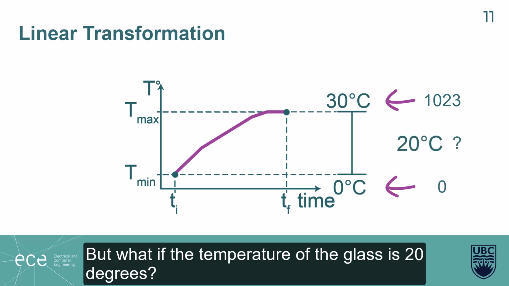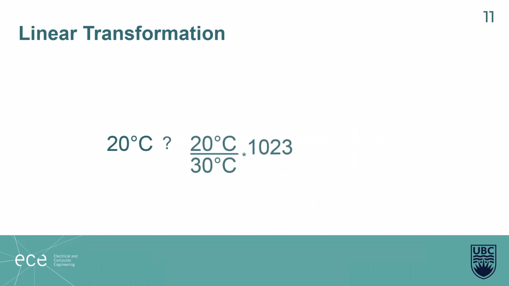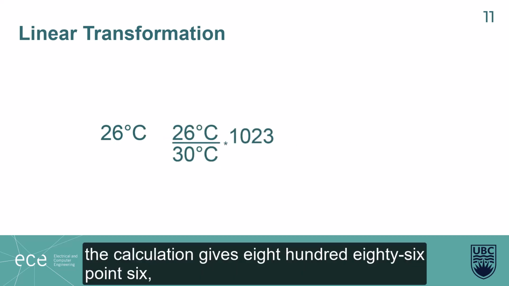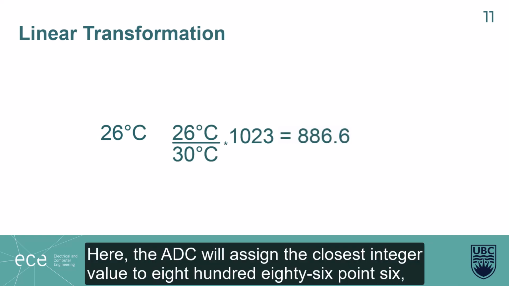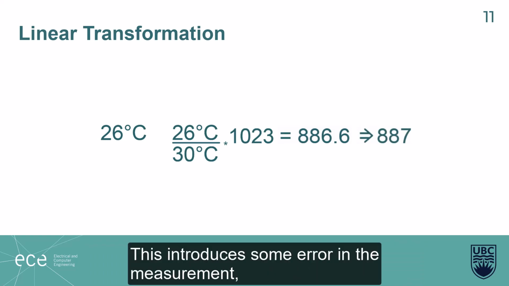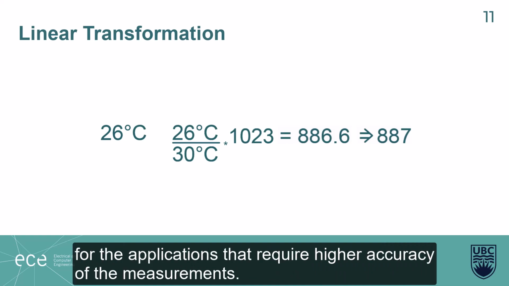But what if the temperature of the glass is 20 degrees? The ADC will read this, which is equal to 682. In the particular case of 26 degrees Celsius, the calculation gives 886.6, which is not an integer. Here, the ADC will assign the closest integer value to 886.6, which is 887. This introduces some error in the measurement, which can be improved with more bits to do the analog to digital conversion for the applications that require higher accuracy of the measurements.